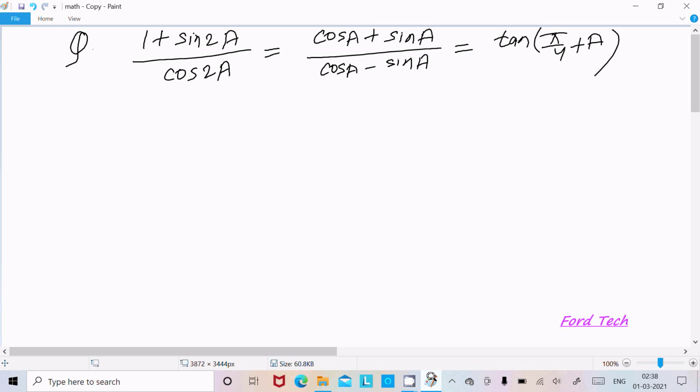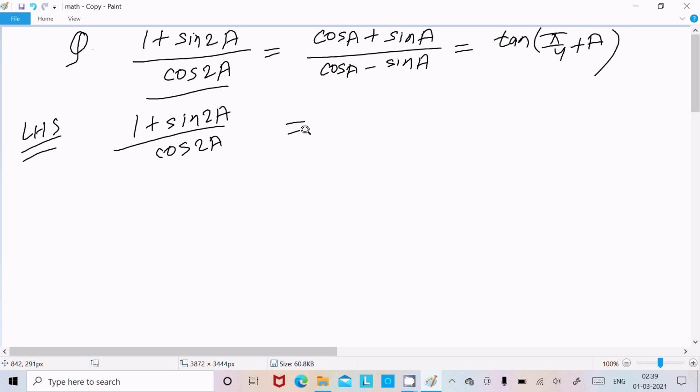In this video lecture, I am going to prove that (1 + sin 2a) / cos 2a = (cos a + sin a) / (cos a − sin a) = tan(π/4 + a). So here let's take the LHS, the left hand side: (1 + sin 2a) divided by cos 2a.